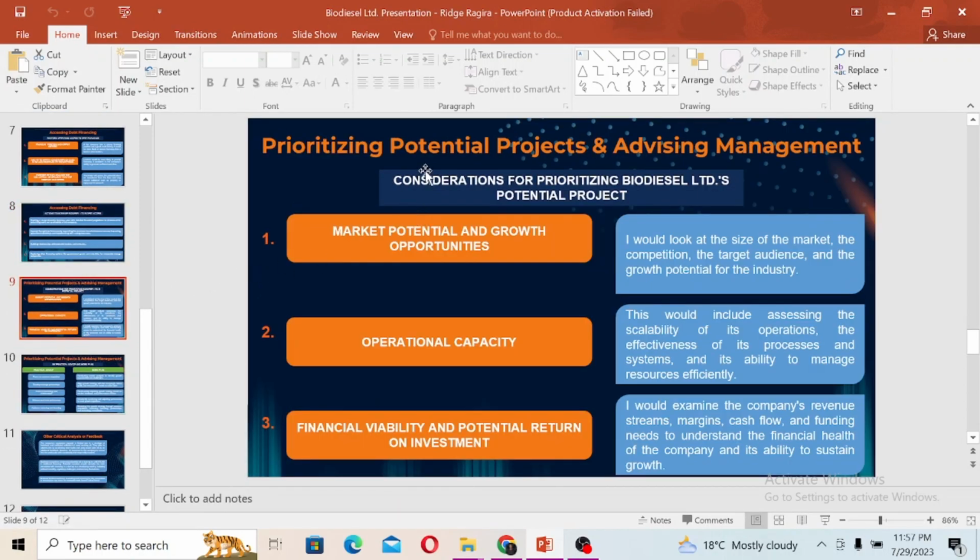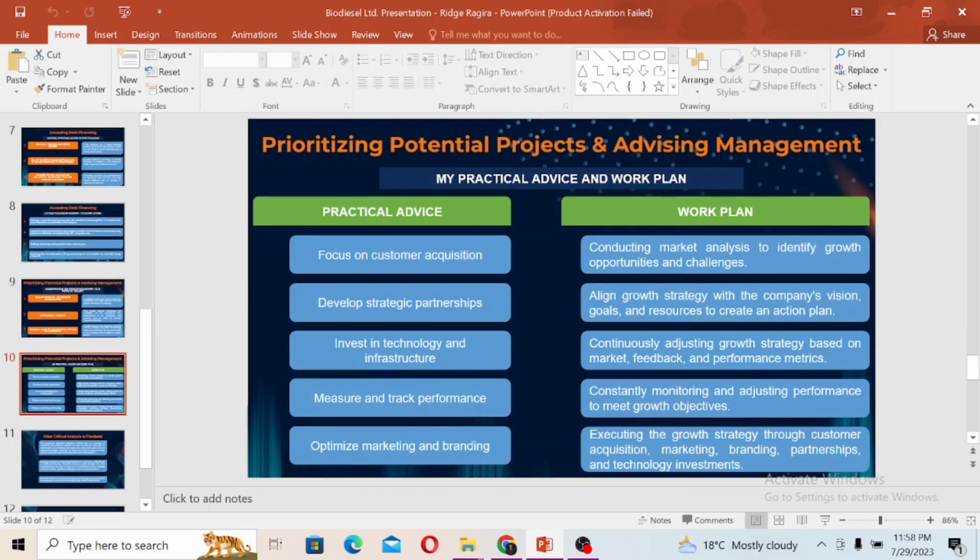I had these. It was prioritizing potential projects and advising management. So it was considerations to prioritize the biodiesel's potential projects. These are the answers that I came up with. There was the market potential and growth opportunities. These are considerations for you to prioritize their expansion project. Operational capacity and all that. And then my practical advice and plan. I had my practical advice here and my work plan here. All this is in question 4.